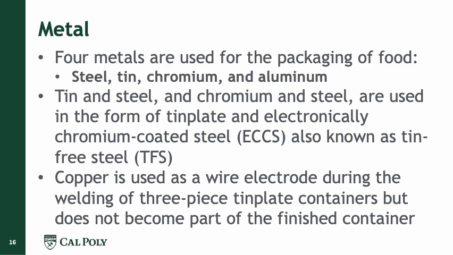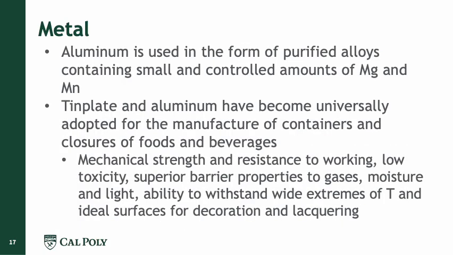Then we have that copper is also used to produce these cans, but it's not in the finished product. But it's important to produce what we call a 3-piece tin plate can. Then we have aluminum that is also used with small amounts of other metals like magnesium and manganese. And this aluminum is used to produce aluminum cans. And the best examples are the soda cans and the beer cans that are produced with aluminum.